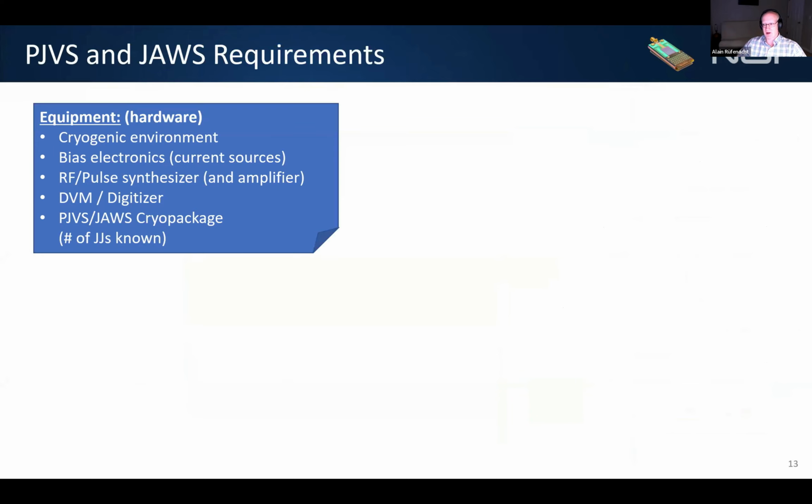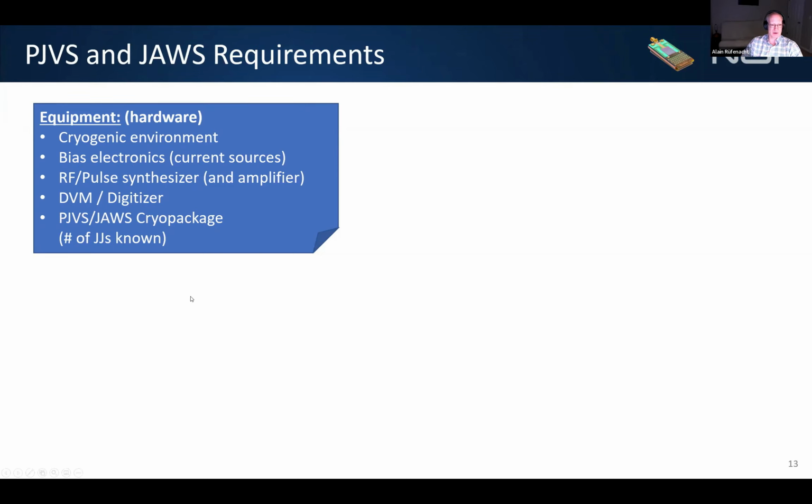Let's talk briefly about the requirements. The first thing, it's valid for both the PJVS and JAWS. We need equipment, and in very rough lines, you need a cryogenic environment. The junction will not work at room temperature yet. We need bias electronics, all the current sources to bias the chip. We need the RF and pulse synthesizer, depending on whether you use a continuous wave for the PJVS or a pulse pattern for the JAWS. We need a DVM and a digitizer to verify the properties at the output of the array. And obviously we need a cryo package.